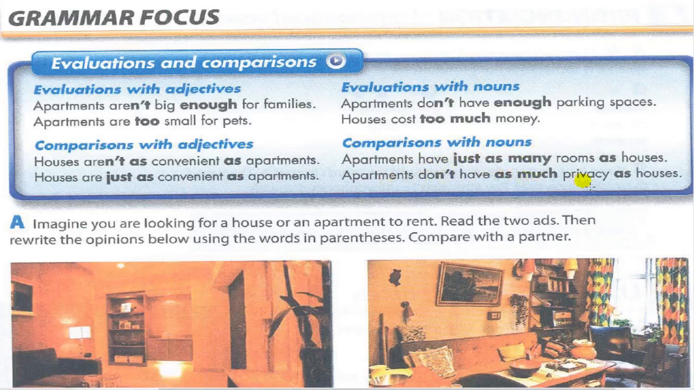Apartments don't have as much privacy as houses. Apartments don't have as much. After much, a non-count noun, an uncountable noun, a noun that I cannot count. You compare between A and B: as much, non-count noun. Example for non-count noun: water, oil, liquids are non-count nouns. Privacy. Parking.